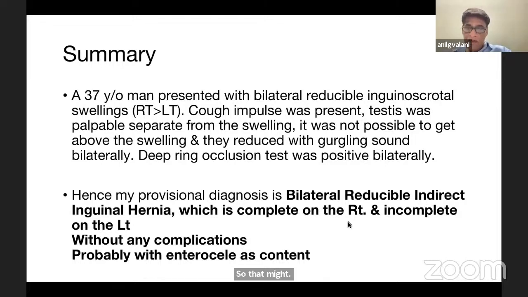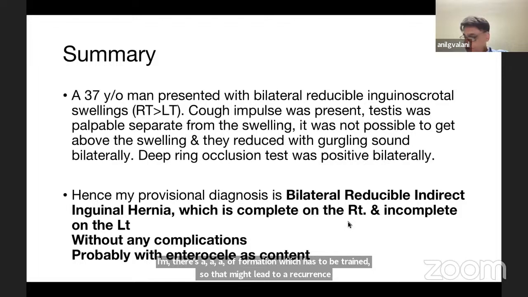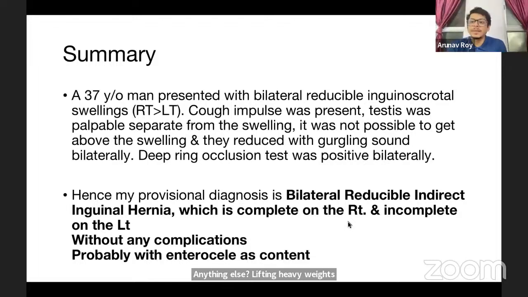Or if there's a hematoma formation which has to be drained, that might lead to a recurrence, sir. Anything else? Lifting heavy weights. So lifting heavy weights might predispose the patient to again develop a recurrent hernia, sir.